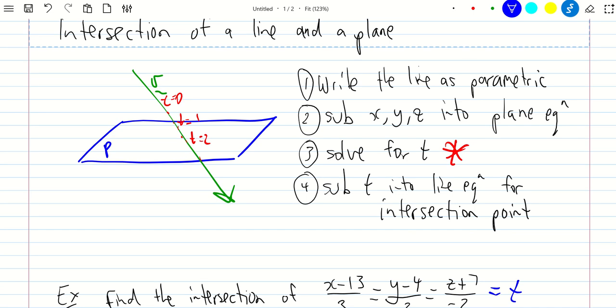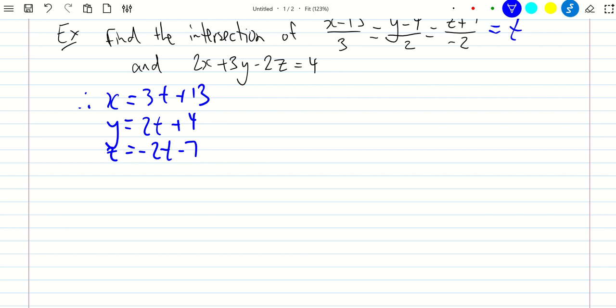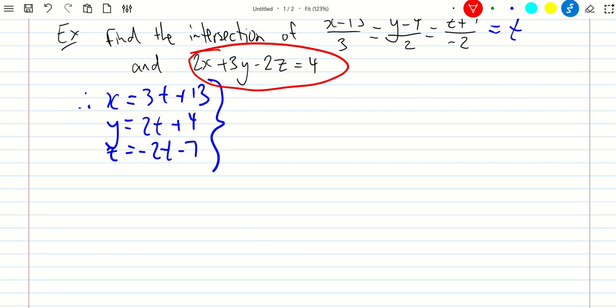What's my second step? Now I want to sub those x, y, and z's back into the plane equation. So this is my plane equation. I'm going to circle that. That's my plane equation. I'm going to sub that back into there, and then we're going to solve for t, and then we'll find what t value makes the x values of the line match the x value of the equation of the plane.